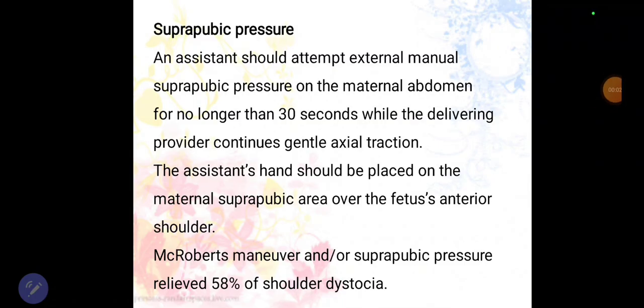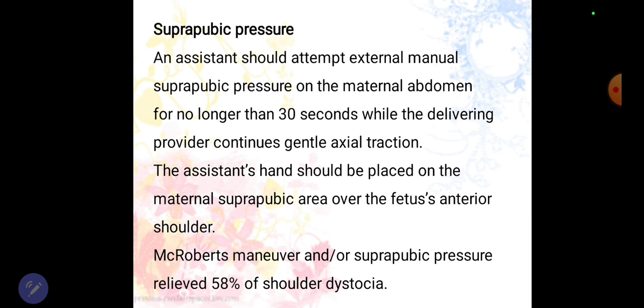Suprapubic pressure. An assistant should attempt external manual suprapubic pressure on the maternal abdomen for no longer than 30 seconds, while the delivering provider continues gentle axial traction. It will be done by an assistant, and one doctor will continue gentle axial traction every 30 seconds. If the fetal shoulder is delivered, the maneuver was successful, and resuscitate the baby. If it failed, we'll try the next maneuver rapidly.